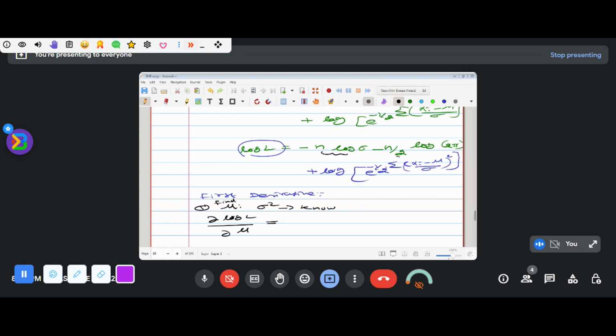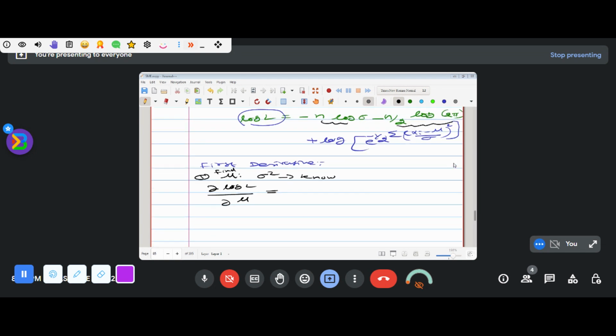These two are constant terms. You know the constant derivative: d by dx of c, the derivative of a constant, is 0. Another formula, d by dx of x power n equals n into x power n minus 1. This is a basic derivative formula. Both formulas apply here. n and log sigma are both constant terms, the derivative is 0, and this 2 pi is also 0. So only the last part remains, plus dou by dou mu of the last part.